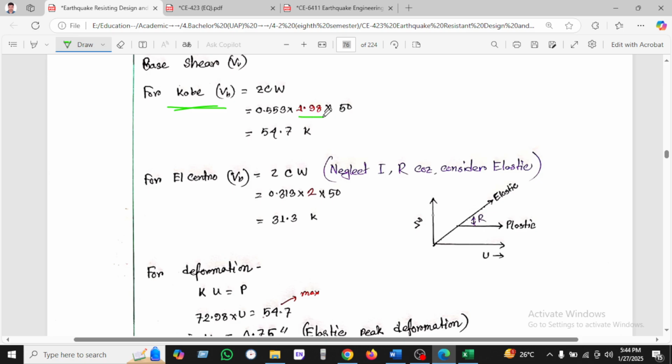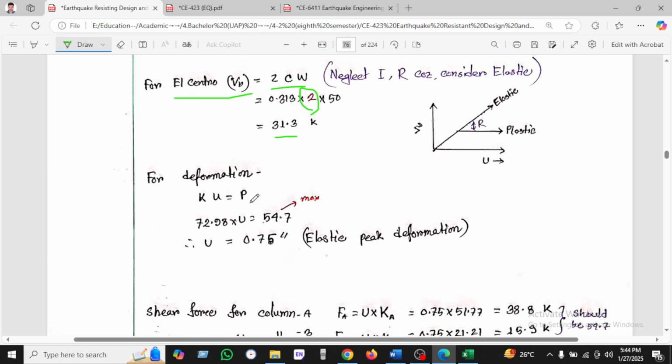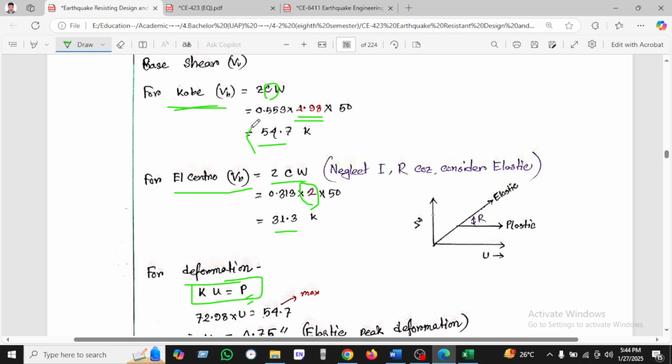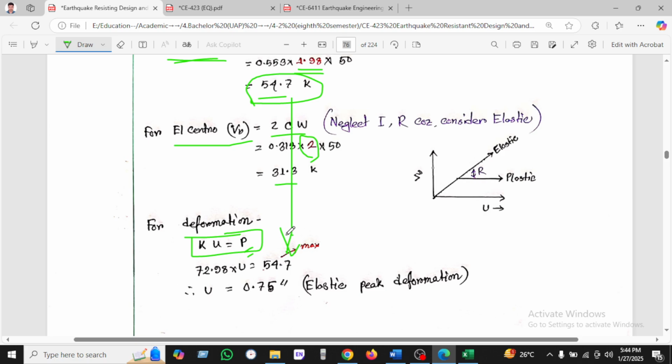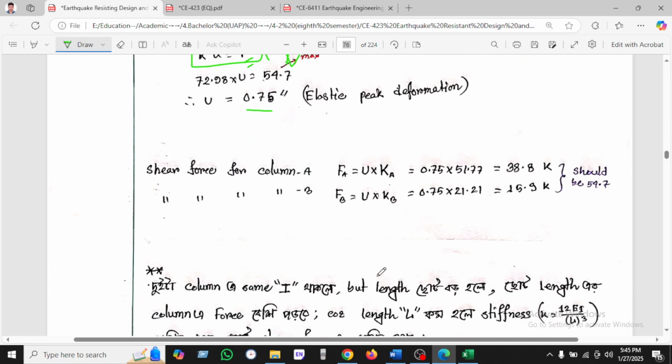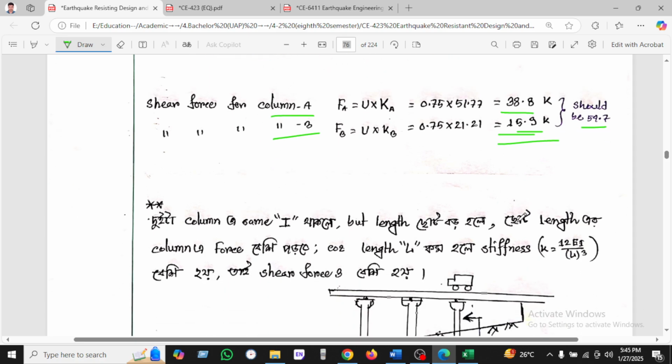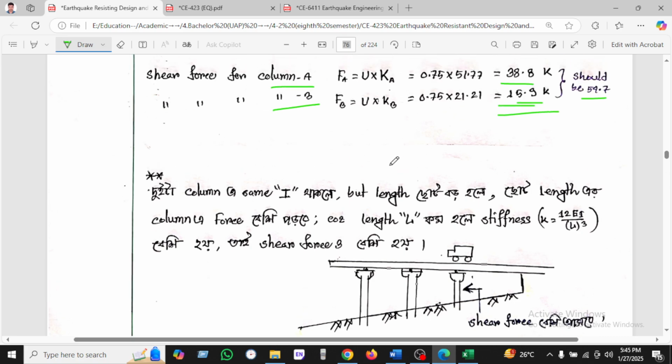We put all these values below and just change the C to 1.98, and found 54.7. For El Centro we found C equal to 2, and putting all these values, El Centro is 31.3. And the deformation is P equal to KU. So we put in the value of P. This base shear we are calculating using this P. P is nothing but the base shear, and we found the elastic peak deformation 0.57. And the base shear for column 1 we can see is 38, and column B is found 15.93. And if we calculate it for 2, then it will be 54.7. So these are what we can see here.